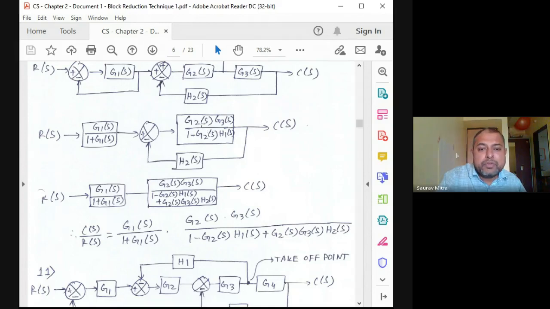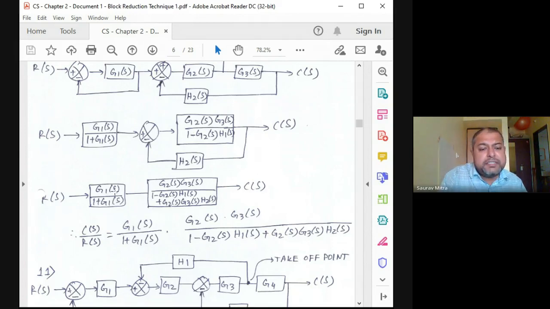So whenever they are doing that reaction, what will it be? The numerator will be G2 G3 divided by 1 minus G2 H1, divided by 1 plus H2 into this. That means this is G, this is H. The overall is G divided by 1 plus GH, because here is a negative sign.